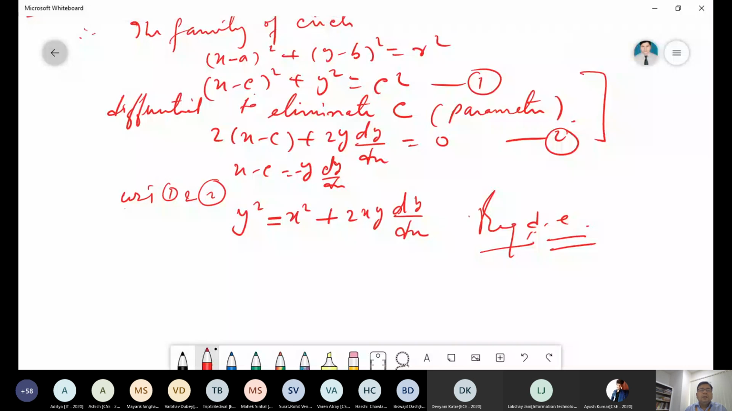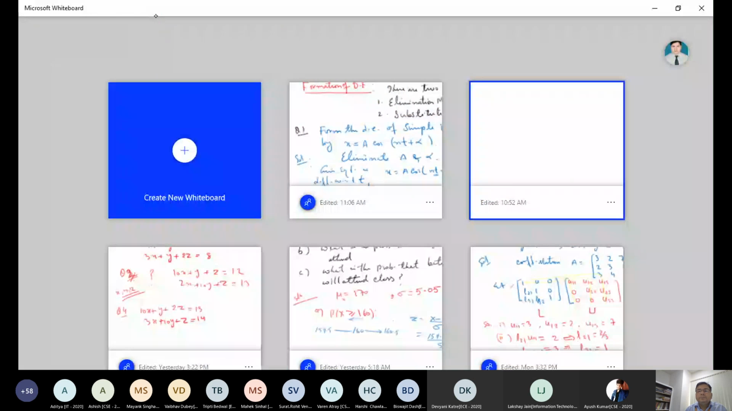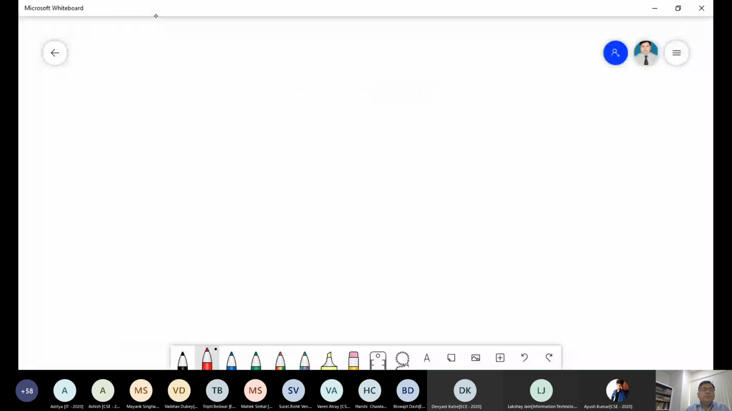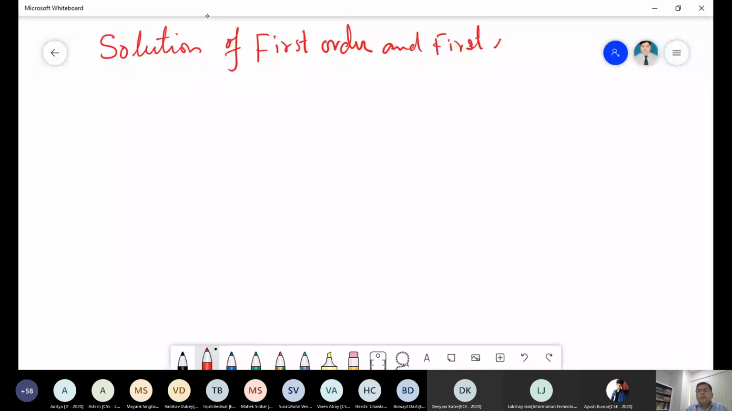So I'm going to use the new blank sheet. This one I'm using. Come to this one. Solution of. So this is the course that is going to begin today. The solution of first order and first degree differential equation.